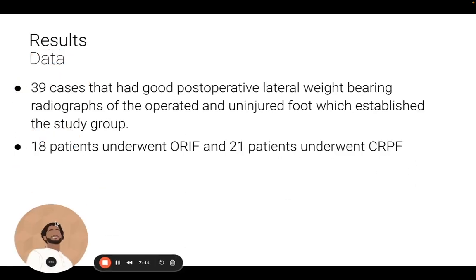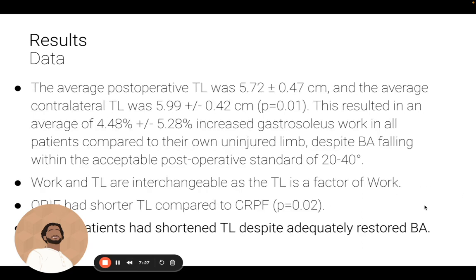For our results, we had 39 cases that had good postoperative lateral weight-bearing radiographs, and 18 of these underwent ORIF, and 21 of these underwent CRPF. Now, the average tuber length was 5.72, and the contralateral tuber length was 5.99, with a significant p-value here. And essentially that shows that there was an average of 4.48% increased gastrosoleus work in all patients compared to the uninjured limb.